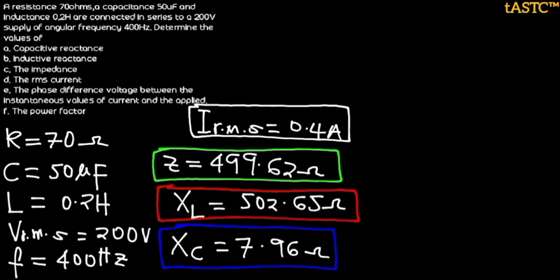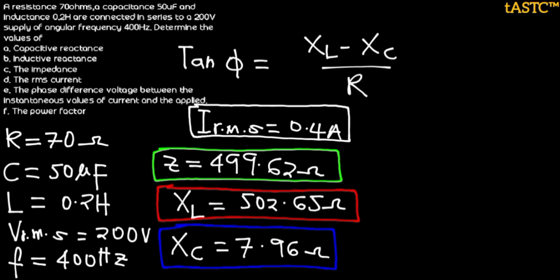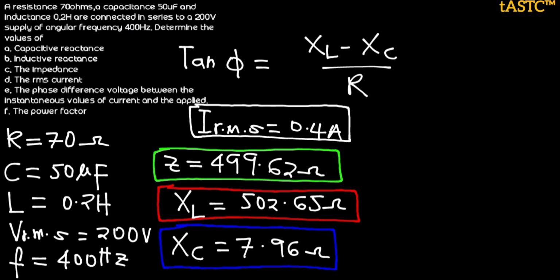In order to find the phase angle, you need to take the tan of it. So this is going to be the tan of the phase angle, and this is equal to X sub L minus X sub C, divided by R. So you need to hold this at the back. This is very useful. Now R stands for the normal resistance which was given. That is 70 ohms.